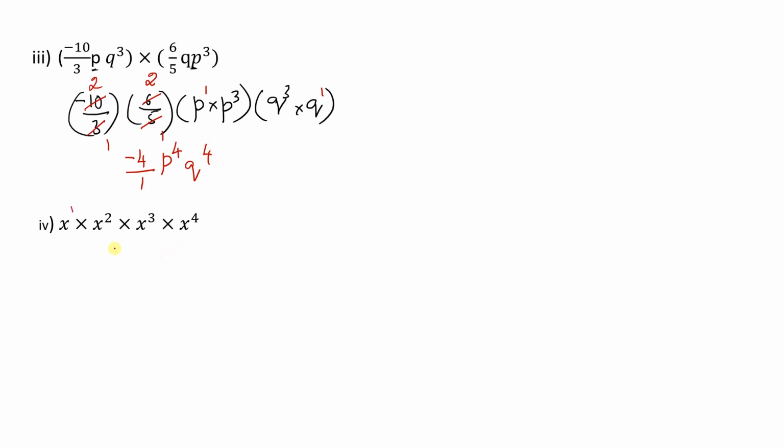Next is x to the power 1. X means it is to the power 1. X to the power 1, x square, x cube, x to the power 4. So it is like a to the power m into a to the power n is equal to a to the power m plus n. Whatever may be the number of terms here, you have to follow this law. So it is x to the power 1 plus 2 plus 3 plus 4. 1 plus 2 is 3, 3 plus 3 is 6, 6 plus 4 is 10.